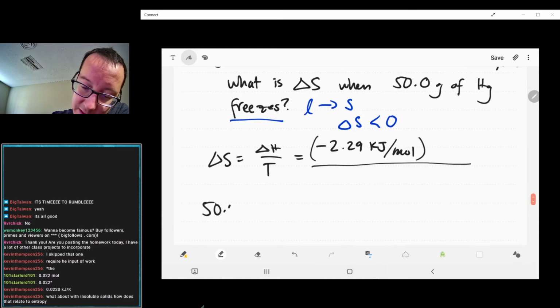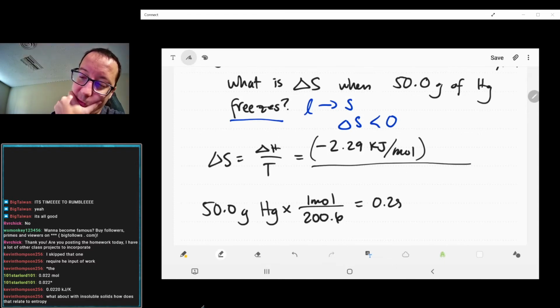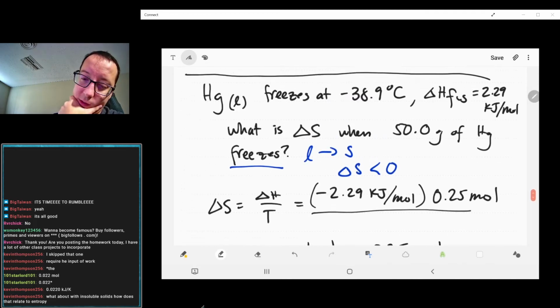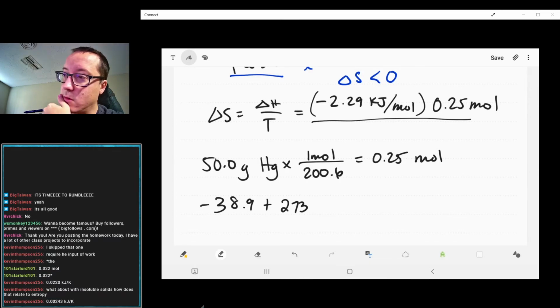So let's see, what's this 50 grams of mercury going to be? Mercury's atomic mass, let's see. Got it here is 200.6. Let's just assume that that's 0.25. Good enough. All right, so we have 0.25 moles here. And we have a temperature, which was negative 38.9 plus 273. Kevin's already done the work for us. Should be negative though, Kevin.